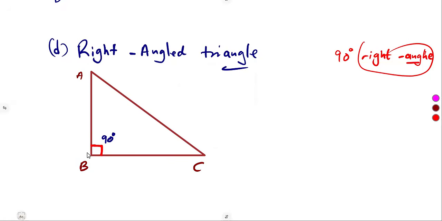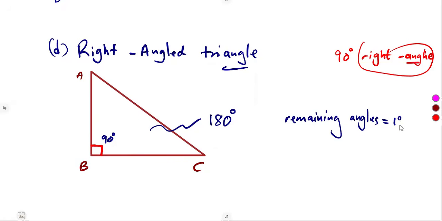It's only one. Guys, remember we said angles in a triangle, they add up to 180 degrees. So if we have a 90 degree here, it means angle A and angle C, the remaining ones, will be what? The remaining angles will be simply 180 degrees minus the right angle, the 90 degrees that is at B. So 180 minus 90 is what? 90 degrees.